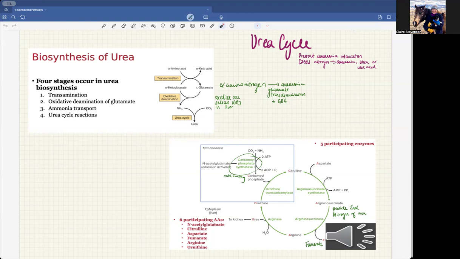And so then there are 6 different amino acids that are used in this full cycle. But ultimately, we're trying to get down to that simple urea that can be excreted out in the urine, and that's why it's going to the kidneys. And this, like I said, helps to prevent ammonia intoxication. And that's why if you're feeding too much nitrogen to an animal, you should be able to smell it in their urine. And this is why, because it's being shuttled to the kidneys.